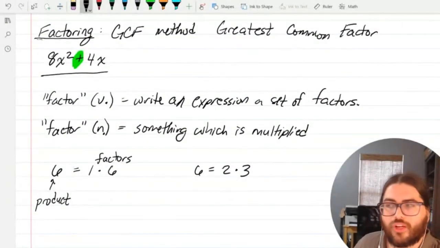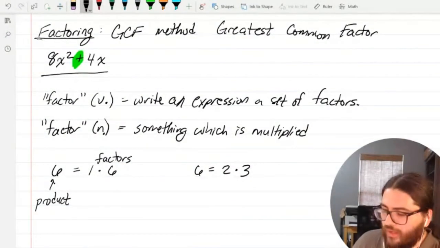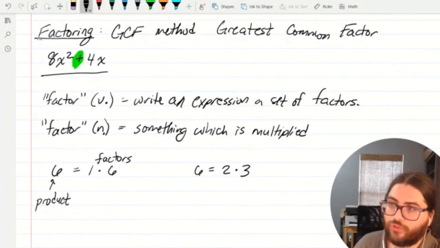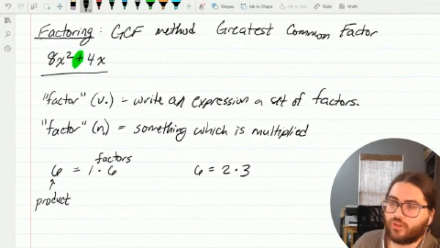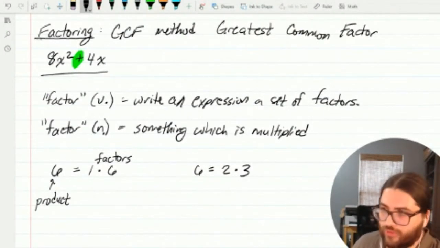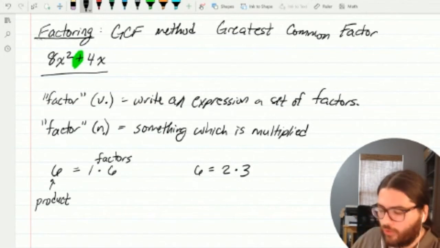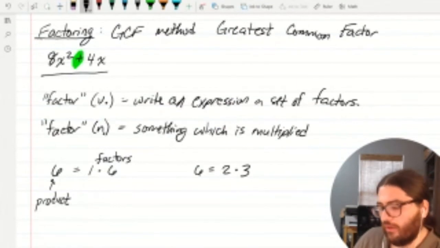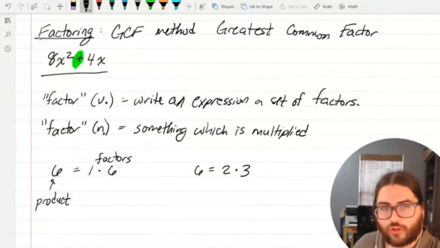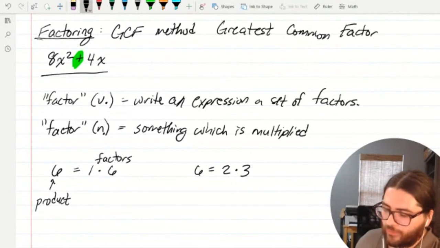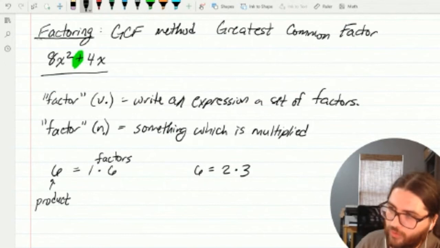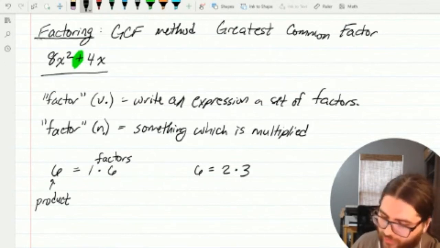You've probably dealt with greatest common factor once or twice. The greatest common factor means I'm looking for the biggest number and the biggest variable set, which is a factor of all of the terms. Remember, terms mean things which are added or subtracted. So if I look at 8x squared, that's the first term, and 4x, that's the second term. Let's break down what the greatest common factor is. That's the biggest number and the biggest set of variables, which are a factor of each.